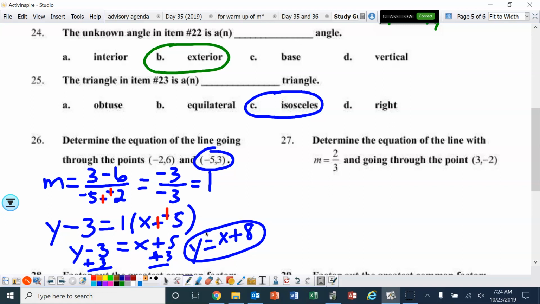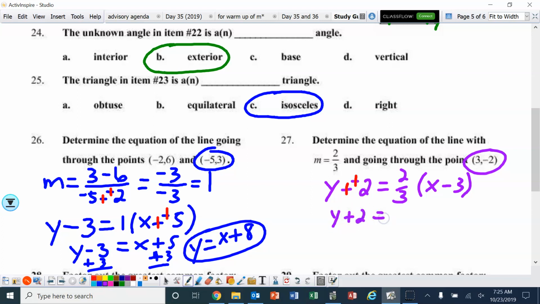All right, number 27, the slope is already given to you. So this is the point. So we've got y minus -2 equals 2/3 times x minus 3. We do have a sign change right here. And so y plus 2 equals, distributive property, 2/3 x. 2/3 times the -3 is -2. One step left, subtract the 2. And so y equals 2/3 x minus 4.